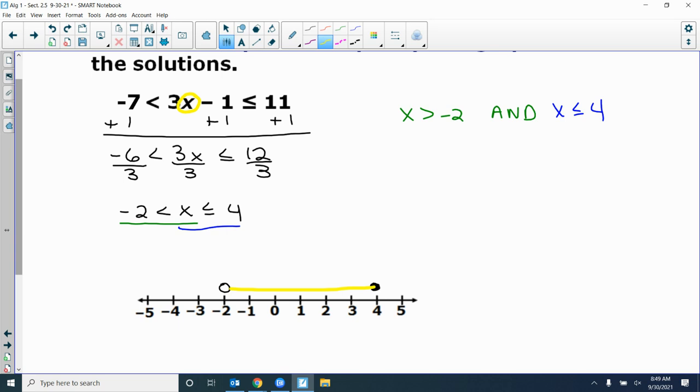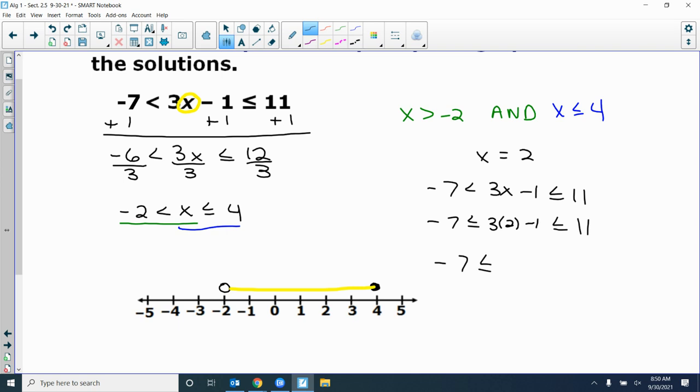So we're going to check x equals 2. Now let's test it, and you just pay attention here. Plug in 2 for x. What's 3 times 2 minus 1? 3 times 2 is 6. 6 minus 1 is 5. Is that number bigger than -7? Is that number smaller than 11? So this is one of our answers.